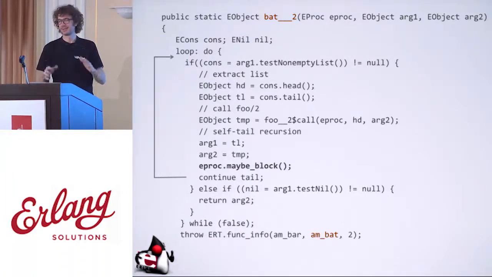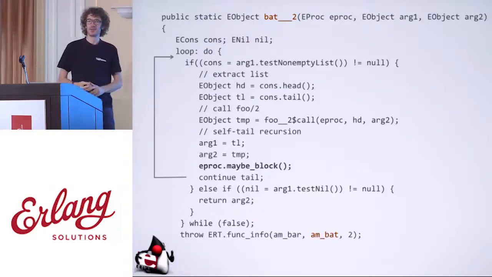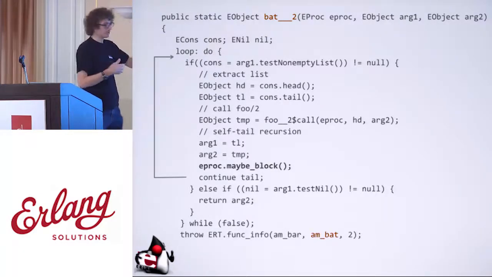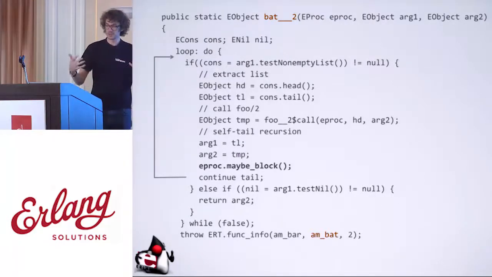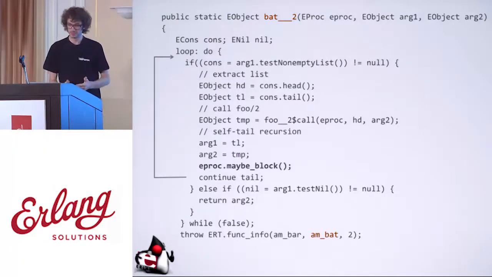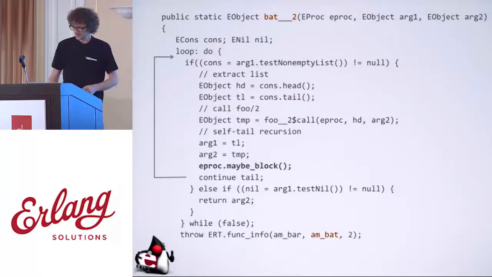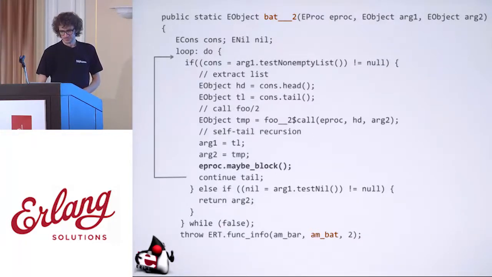I insert this at all backwards branches. That means this is like a safe point, a place where I can be sure I can always get in contact with the process, because it is cooperative. Maybe we'll have time to come back to that.